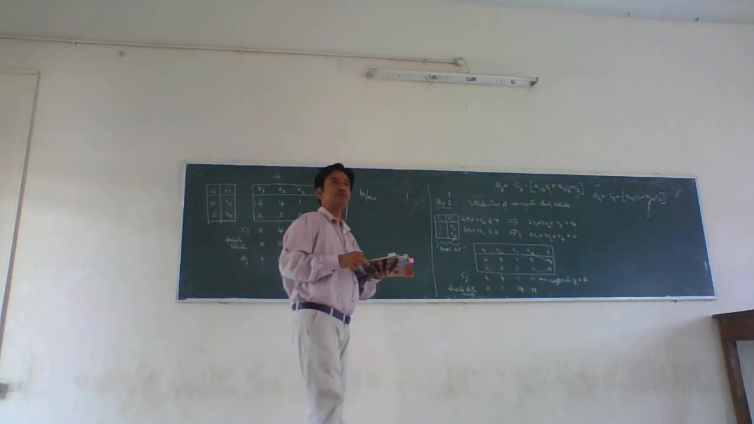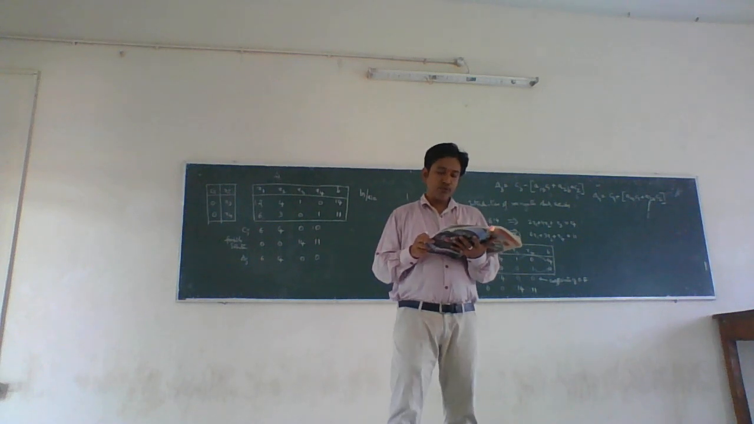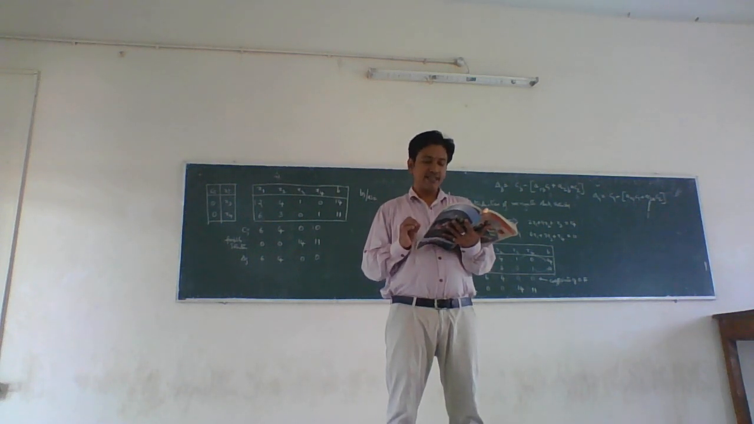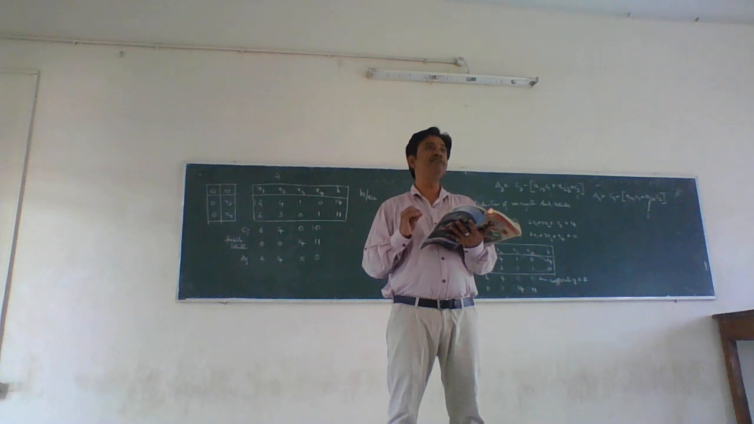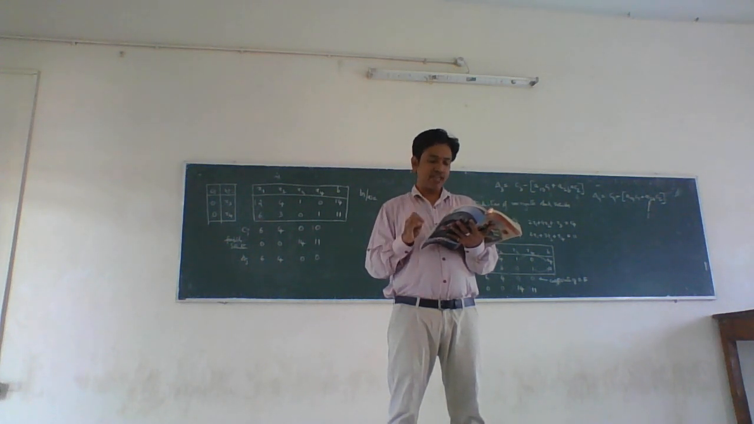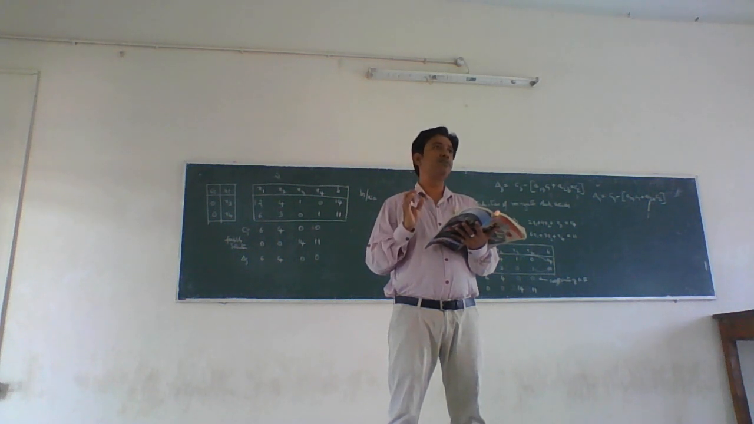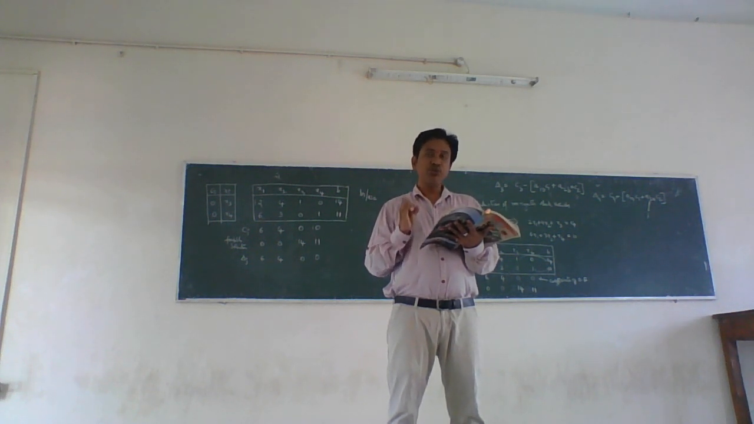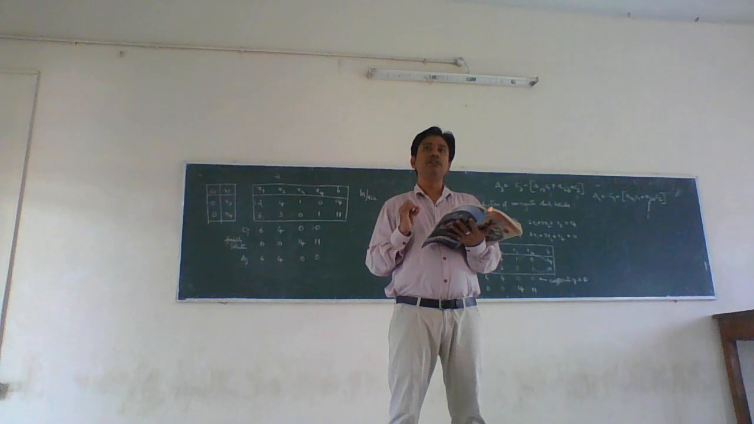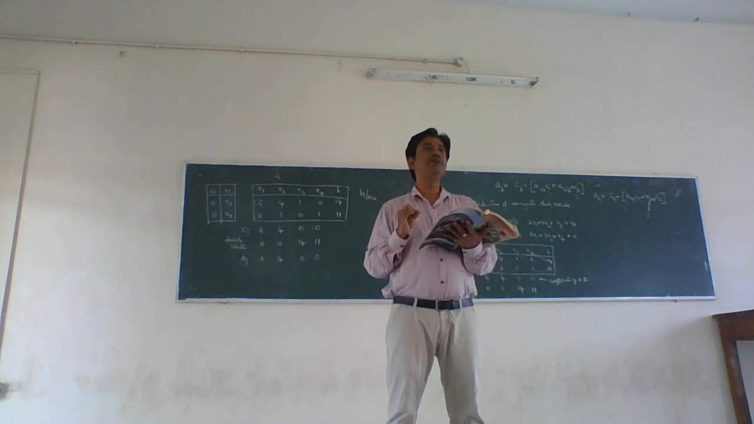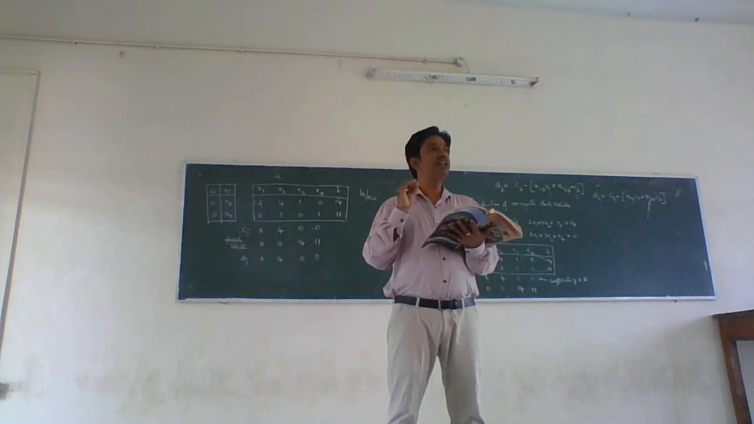I am repeating again step number 4. The variable with maximum delta j is selected to enter the solution in the place of some variable already in the solution. The variable to leave the solution is found by computing bi by aie, where e is called the entering variable. The variable with the smallest bi by aie will leave.